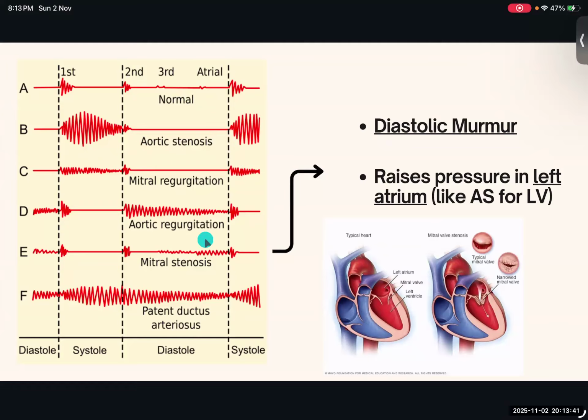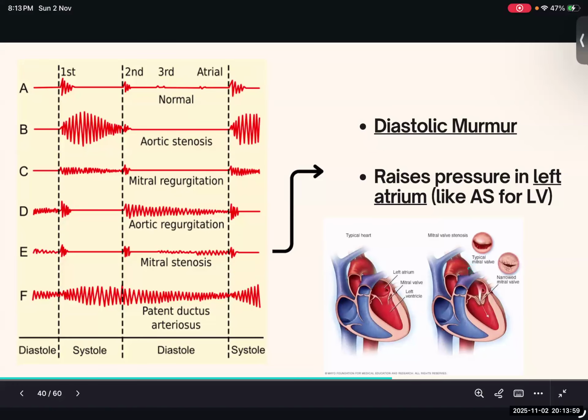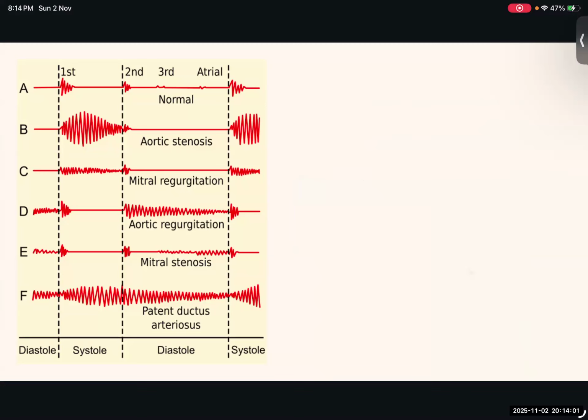However, regurgitation is going to be the opposite. So the aortic is open in systole. If it's regurgitating, we'll hear it when it's closed. Likewise, mitral stenosis, we'll hear it when it's supposed to be open. Regurgitation, we'll hear it when it's supposed to be closed, okay? So mitral stenosis, this is just a very quick summary: diastolic murmur and raises pressure in the left atrium.